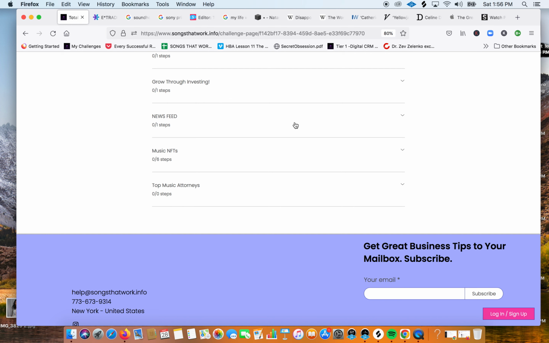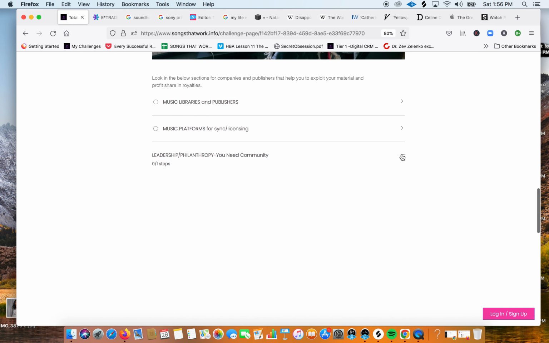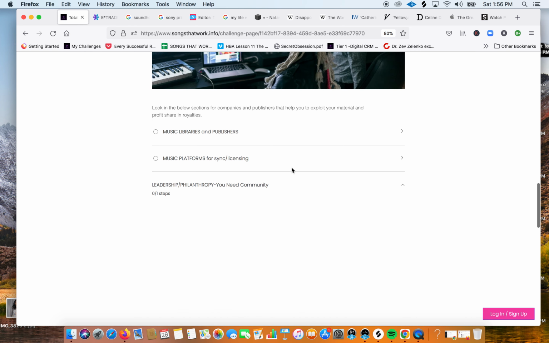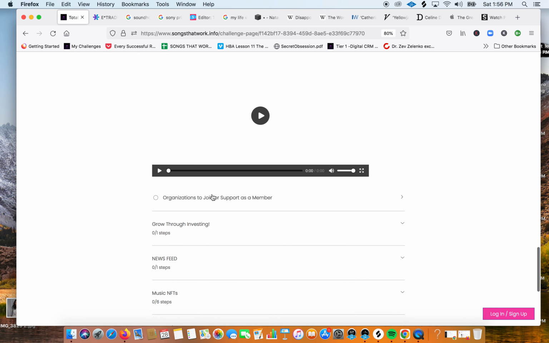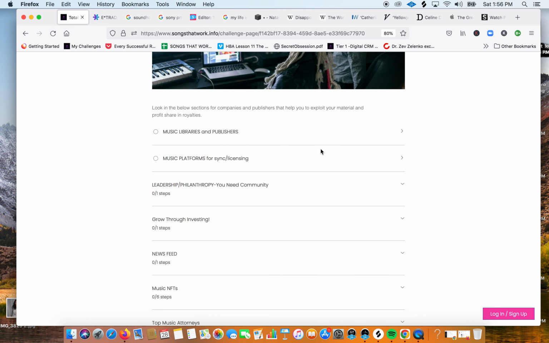We have a whole section in Songs at Work called Leadership and Philanthropy, because you need community. So we list out all of the different organizations that you should join. So that's what this would be like. It's just different because of the NFT component.